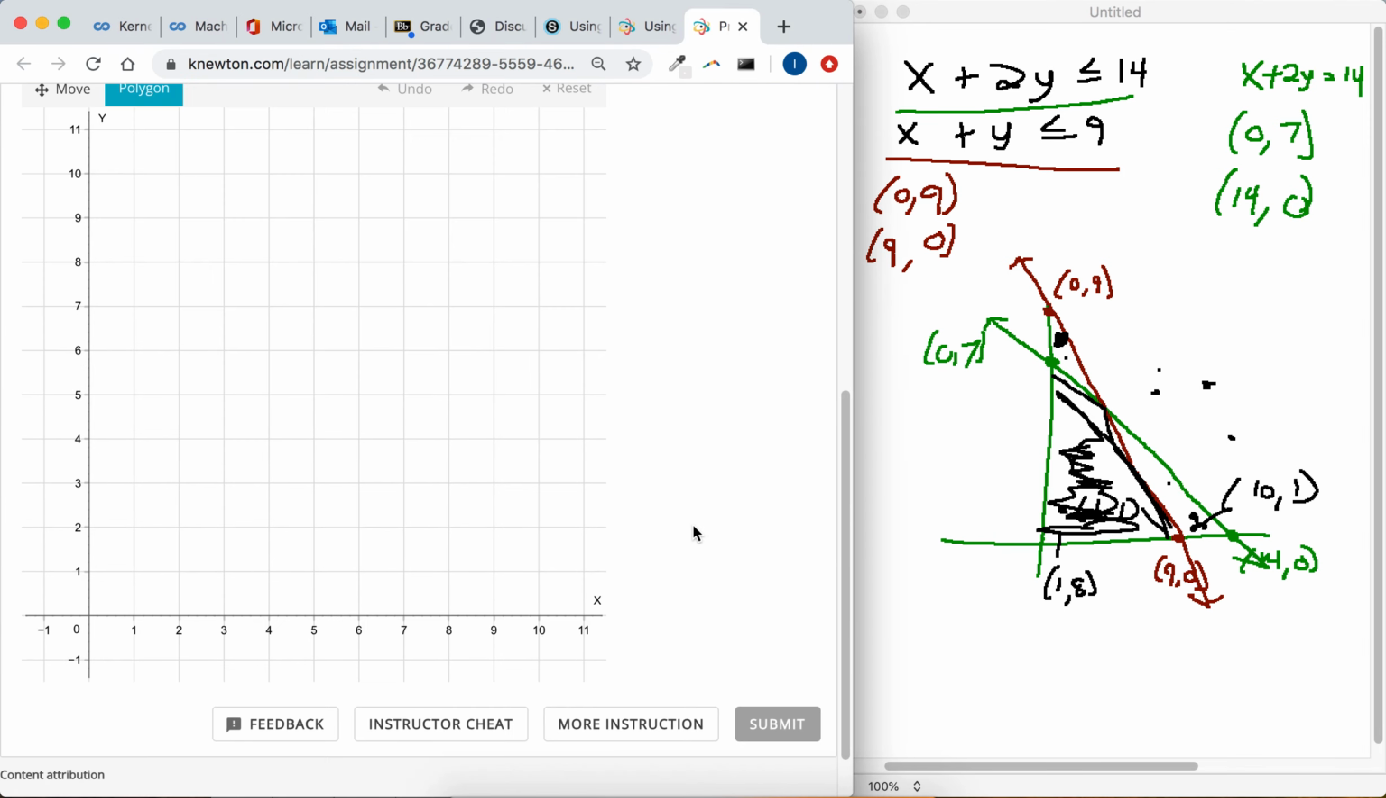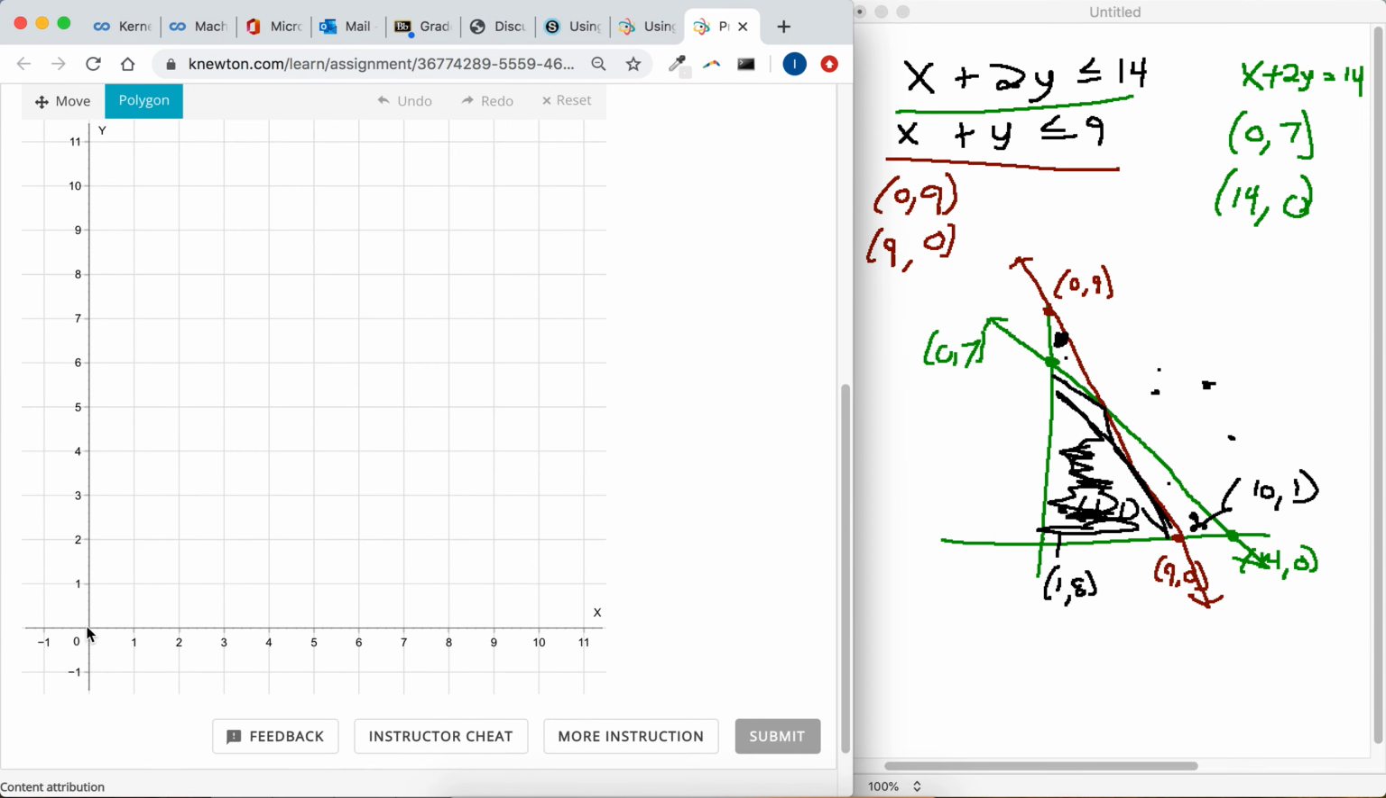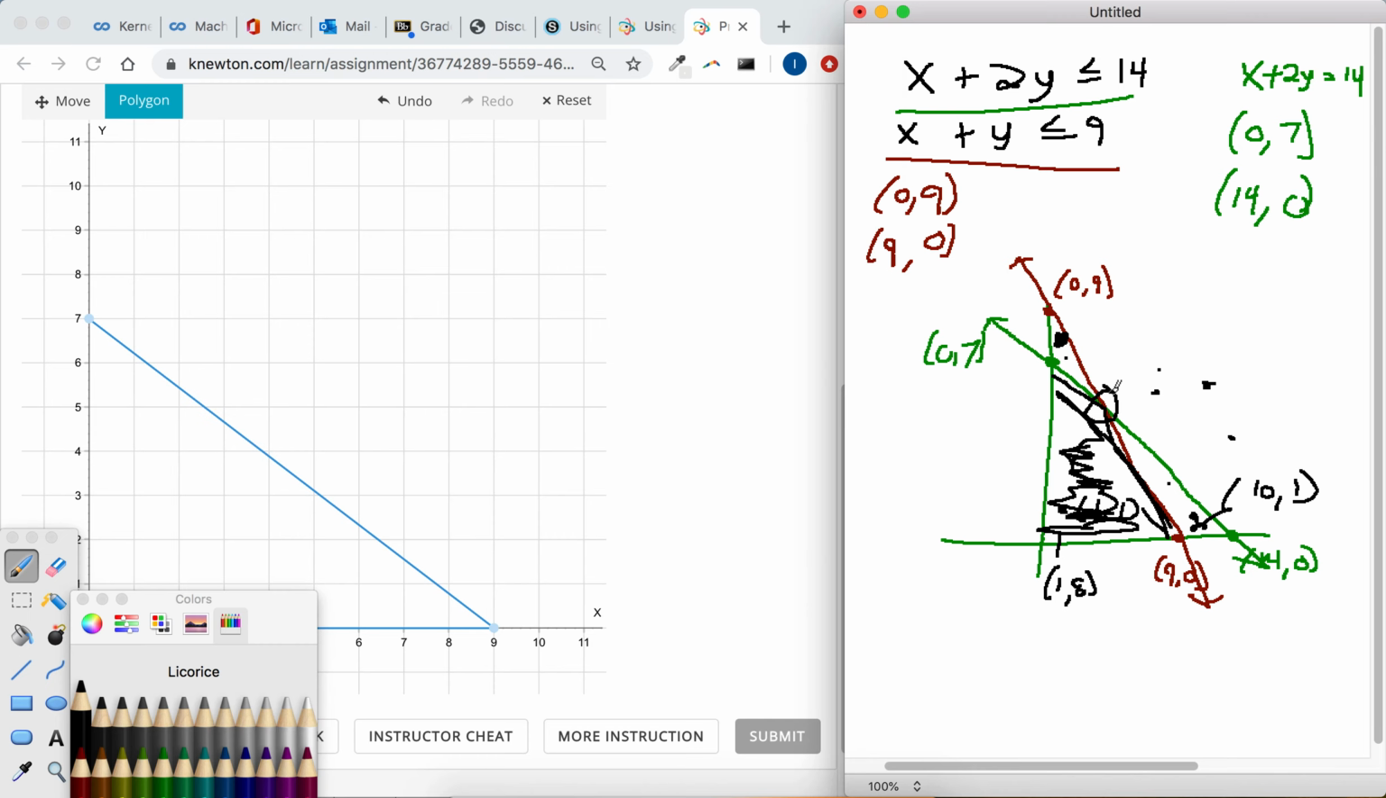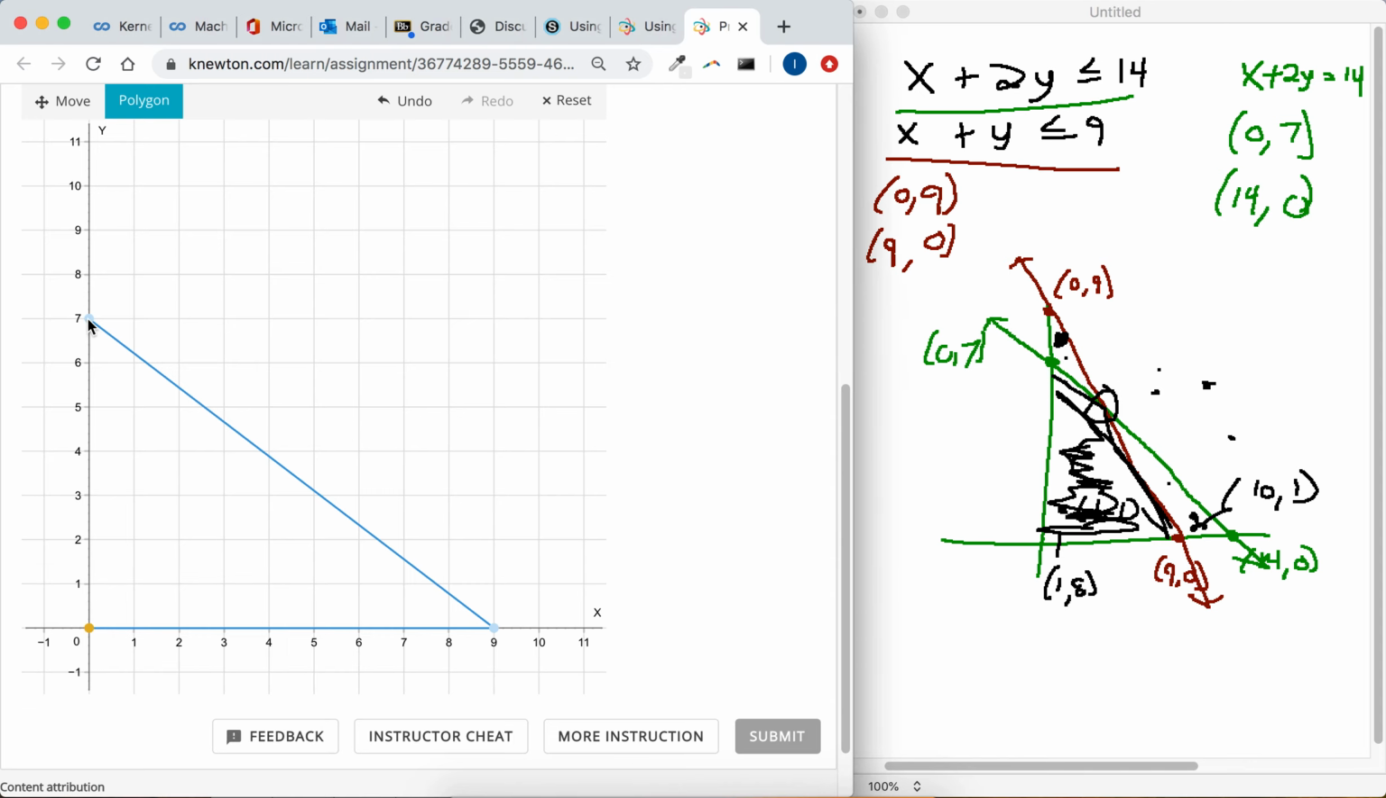This is our region, so let's see if we can tell Newton that. It starts at 0, 0, okay, because we said it's only the positive values of x, positive values of y. It goes all the way to 9, that region that we shaded. It goes all the way up to 7 on the y-axis. It switches directions here. We need to know what this vertex is.